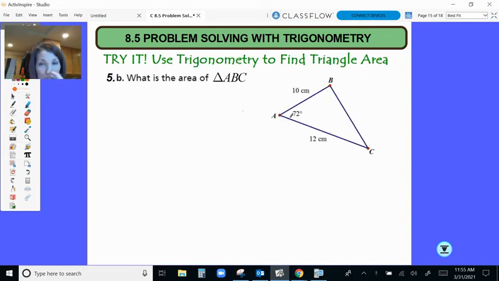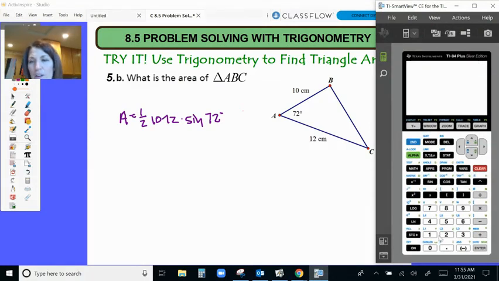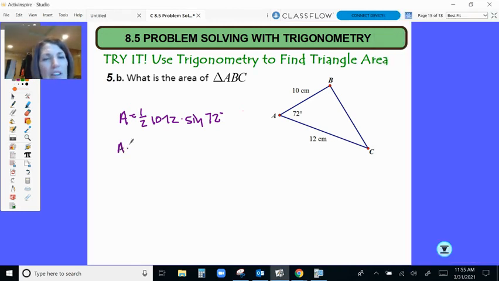Let's try one more. Maybe you try this one and see how you do. My area is going to be equal to 1/2 my two sides that make up my angle, 10 times 12, times my sine of 72 degrees. Get our calculator out: 0.5 times 10 times 12 times the sine of 72. That gives us 57.1, so my area is approximately equal to 57.1. There are no units there, so we don't have them.